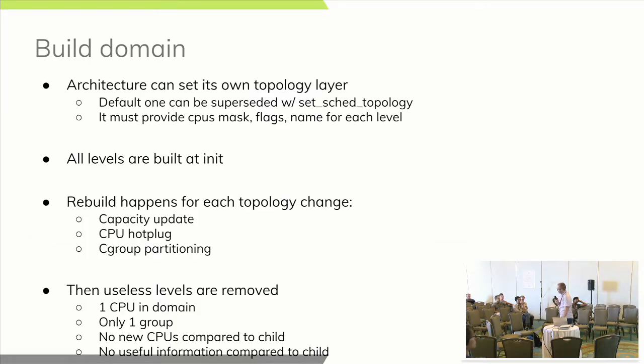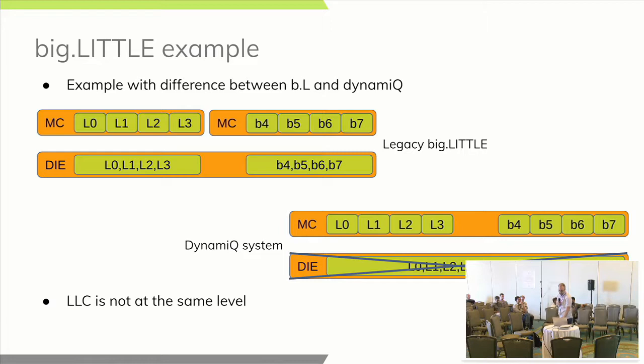The architecture has some default topology description, but architectures can supersede this configuration to add more levels if needed, or to remove some. Then we are degenerating some levels. We build all the levels by default, which means that even on a mobile system, we will create an SMT level, for example. Then we optimize by removing all the useless levels, because we have only one CPU at the SMT level, so there is no need to do any kind of load balancing.